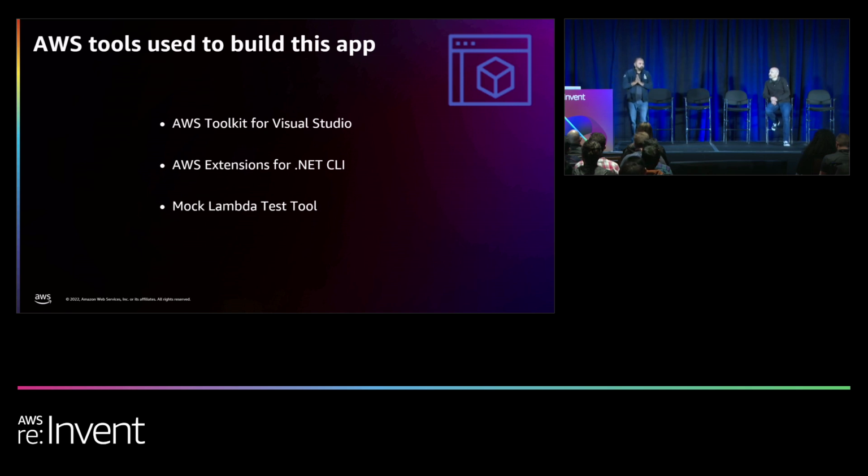Also, what the AWS Toolkit for Visual Studio does is it allows you to deploy your application right into the cloud as you're developing it, right? Because sometimes as I'm developing the code, I want to see how it would work when I deploy it. So right from within Visual Studio, I can right-click and deploy my Lambda function and stuff right into the cloud and test it.